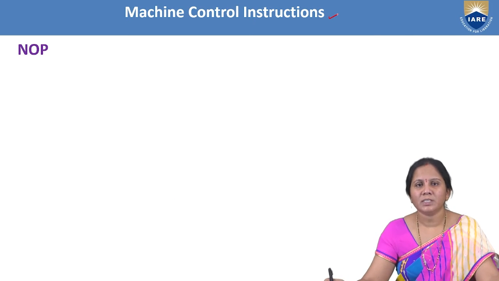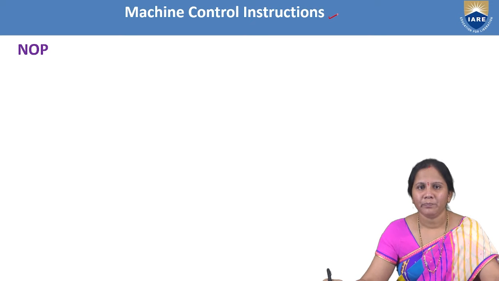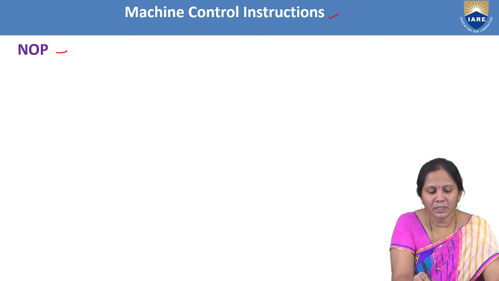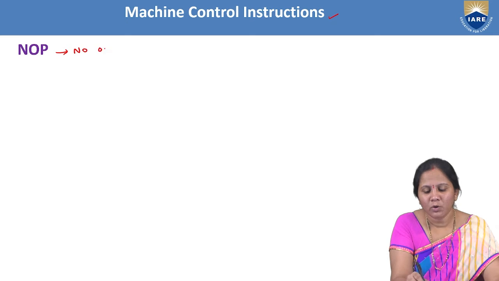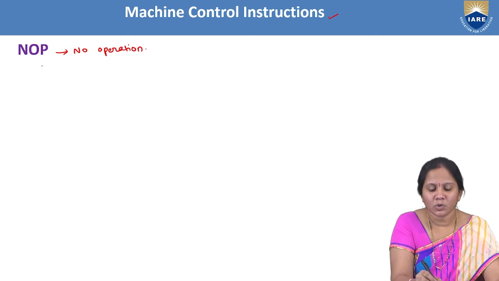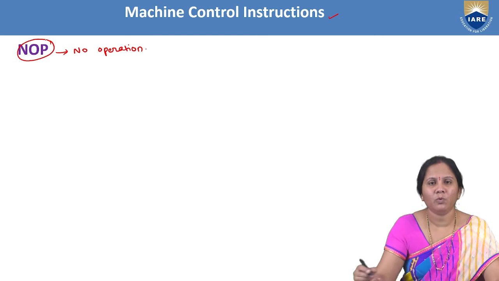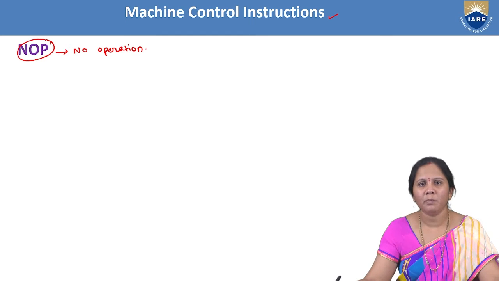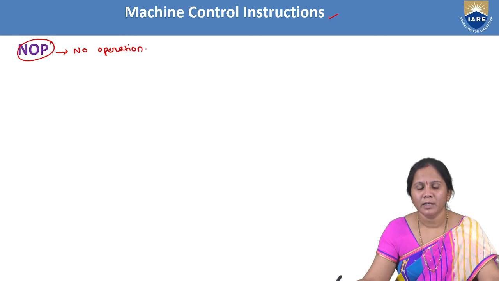Next machine control instruction is NOP. This NOP instruction represents no operation. The name itself says NOP, no operation. No operation will be done, so the processor is not going to do anything. Generally, this NOP instruction is used in order to produce delays.